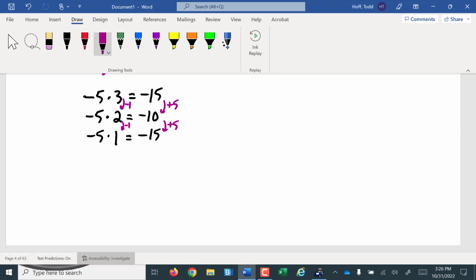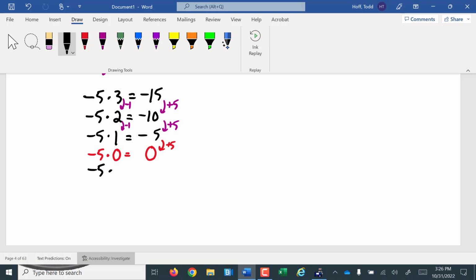So let's keep... What's that? Oops, I wrote down that. Thank you. Yeah, negative 5. Thanks. Let's keep going and see if the pattern keeps working. Well, negative 5 times, if I reduce that by another 1, it would be 0. What's negative 5 times 0? 0. Did that go up by 5 again? Sure did. So that pattern works.